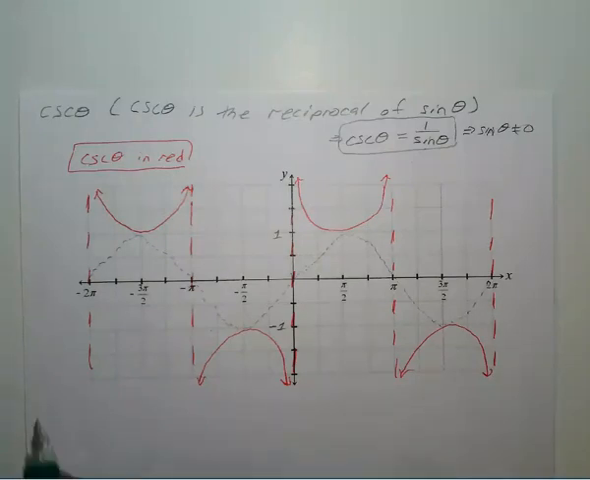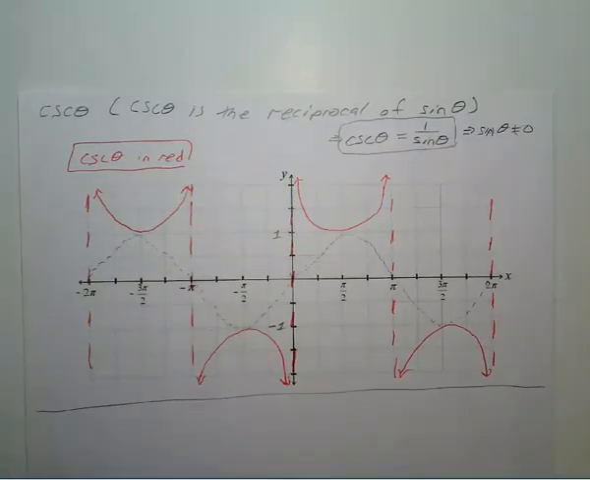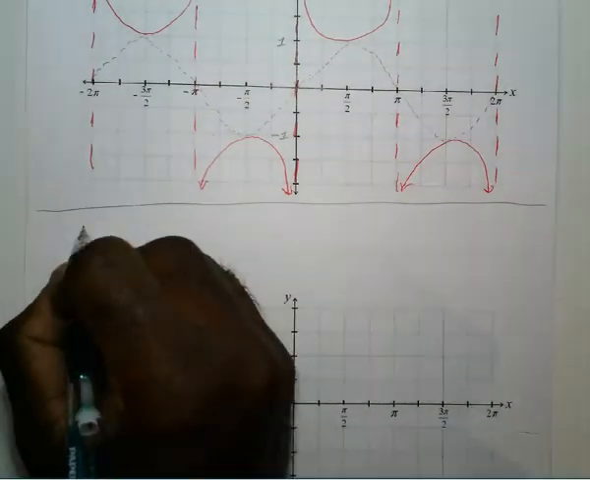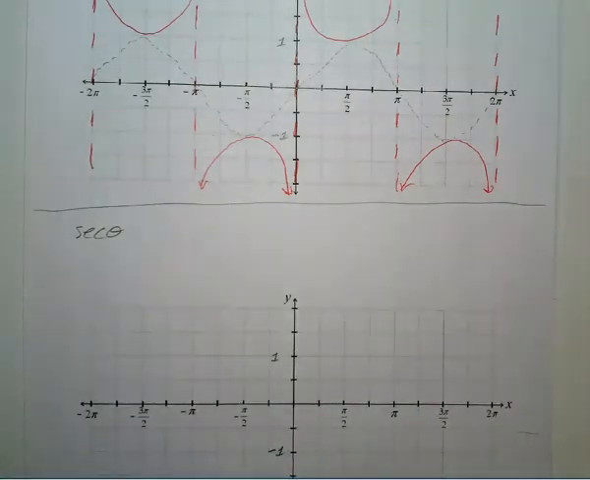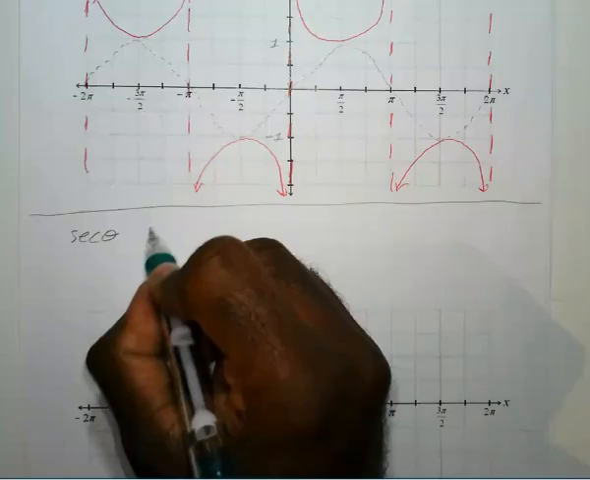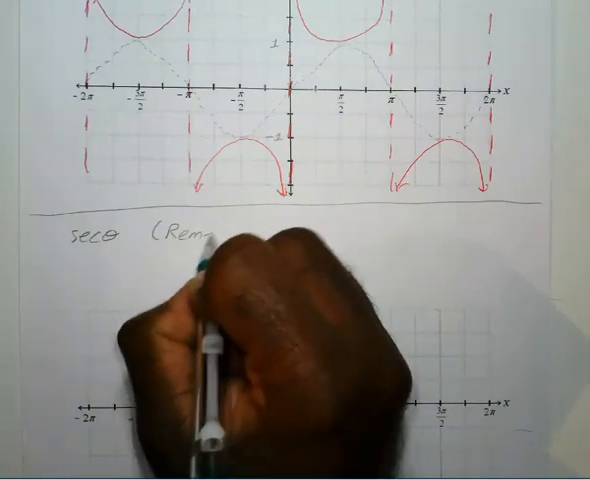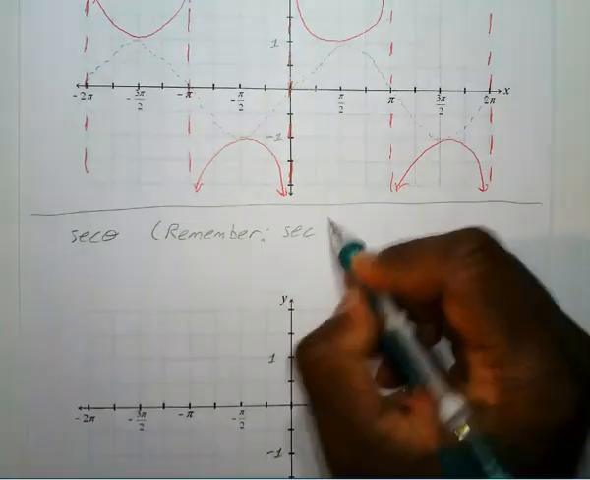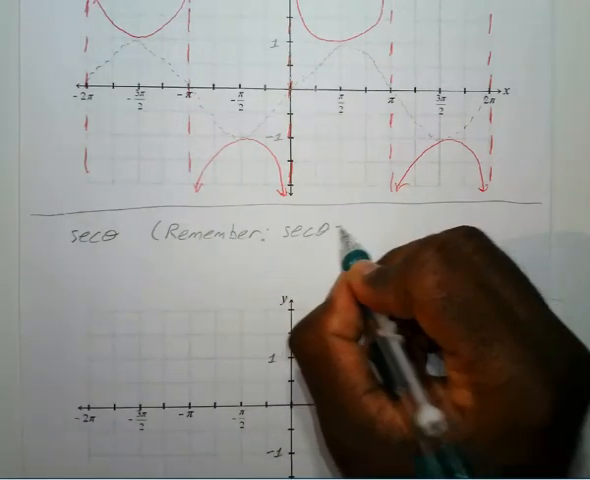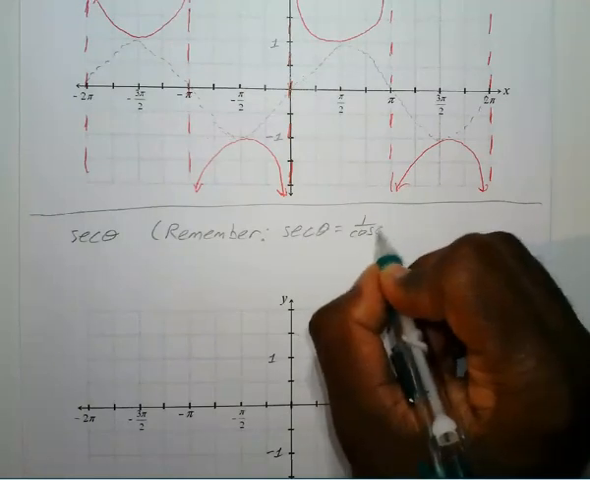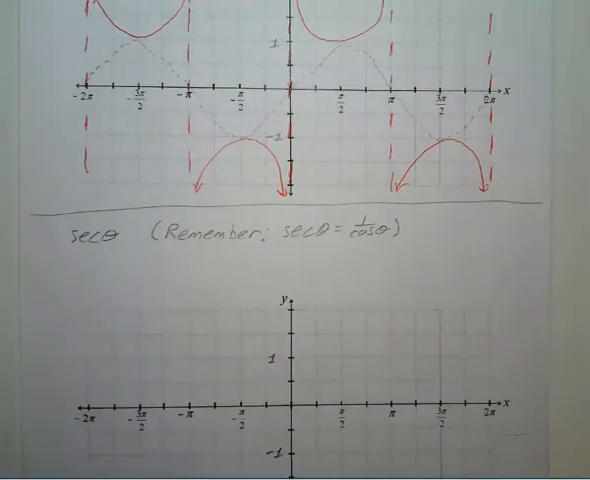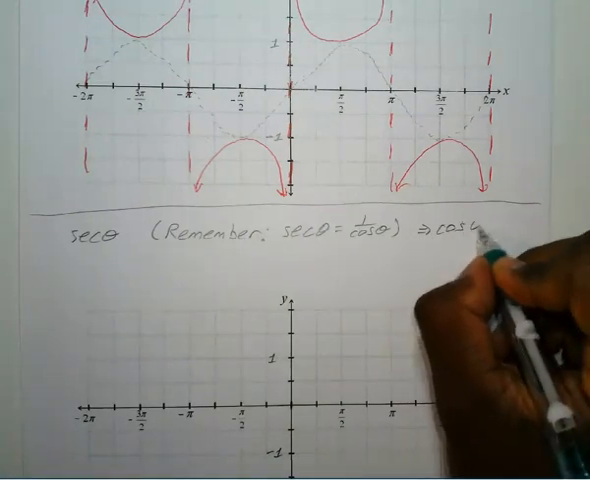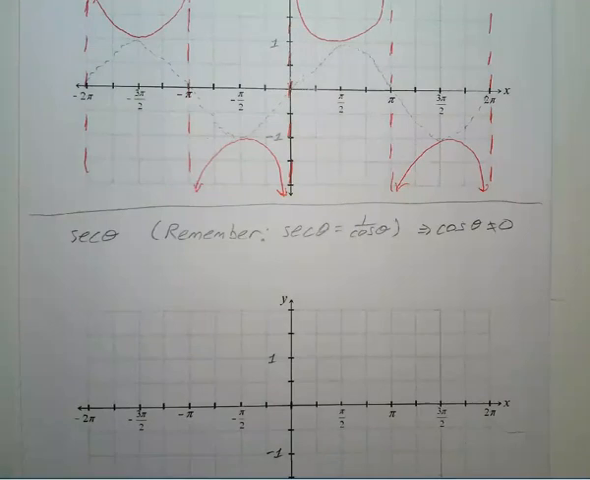All right. So if you're still sketching, feel free to pause it. But we're going to go ahead and do secant of theta. And pretty similarly to cosecant, you just remember secant is the reciprocal of cosine. So it's 1 over cosine. Well, what does that tell us? That tells us that cosine cannot equal 0.